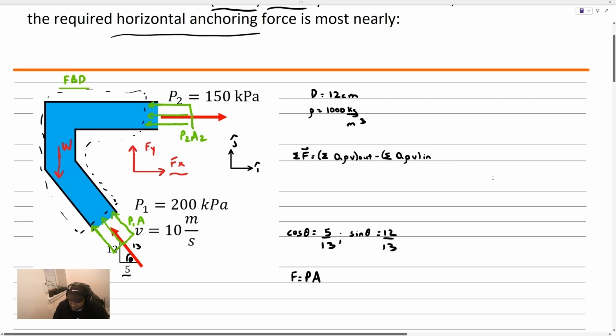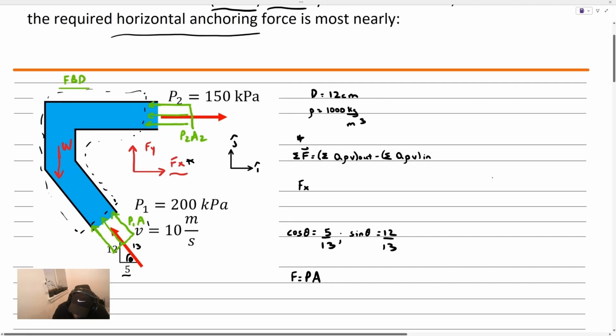Okay, so firstly, let's start with this sum of the forces term. We have a horizontal anchoring force, Fx. Now, we're not going to look at the entire sum of the forces. We're just going to look at the x sum of the forces because we're only interested in this horizontal anchoring force. So just doing the x component of this equation, we have the Fx.